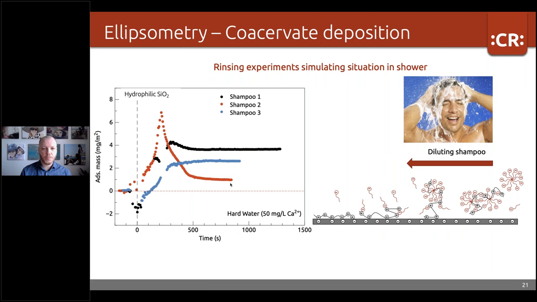And here is a similar example that we made for a client. They wanted to test different ingredients and different ratios using different ingredients in their shampoos. So here they are just named shampoo 1, 2, and 3 because we cannot disclose the compositions. And this is deposition to a hydrophilic surface.